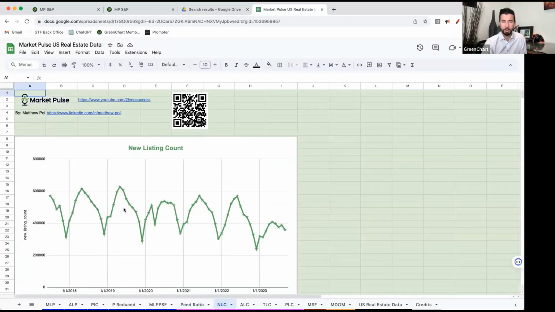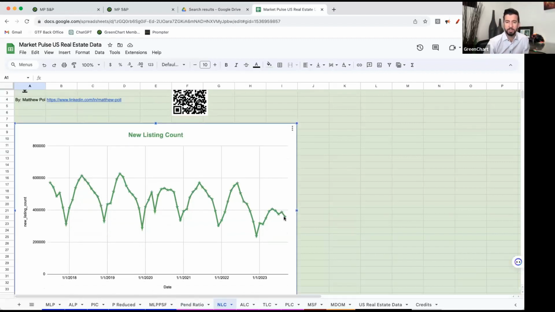Okay. How about new listing count? So even though the new listing count is at an all-time, you could say 5-year low, you can tell that the peaks and valleys are definitely in a very slight downtrend. You can see here is September. Let's go look at new listings last September. We were here. So there are less.